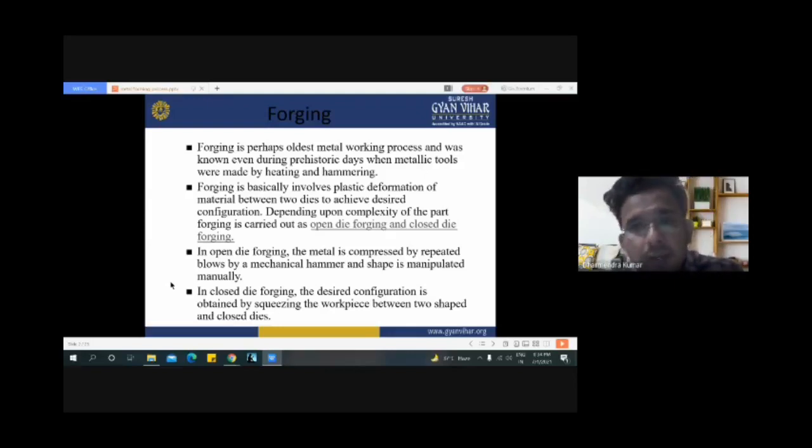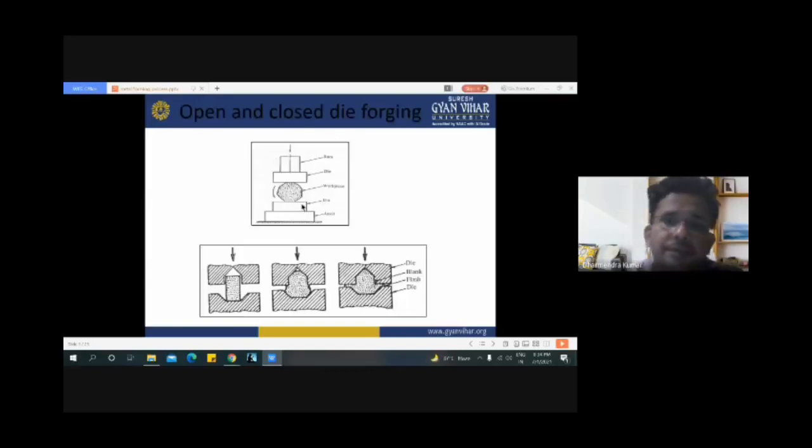In the next slide, we will discuss with a diagram. Here, this is representing open die forging and this is representing closed die forging. We can see that in open die forging, the outer part is open, whereas in closed die forging, the work material is totally packed between the dies. Here are the components used in forging: ram, die, workpiece, die, and anvil. Similarly, here: die, blank, flash, and die.